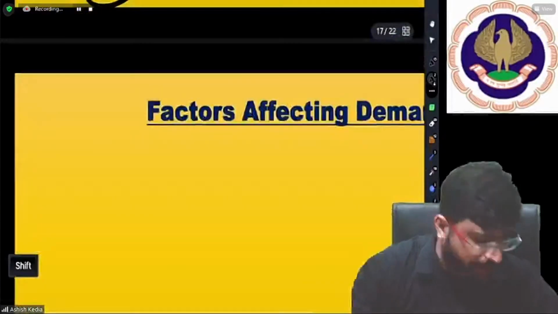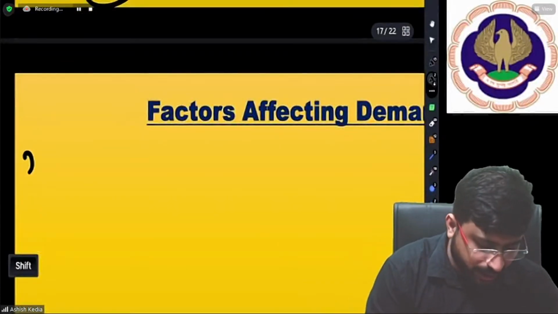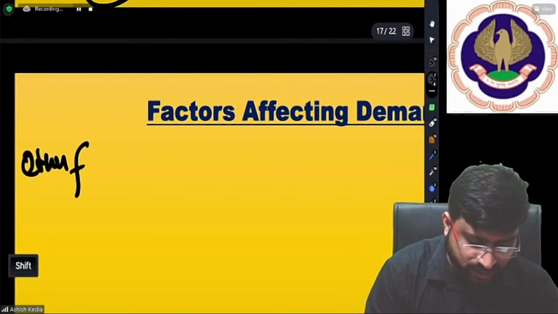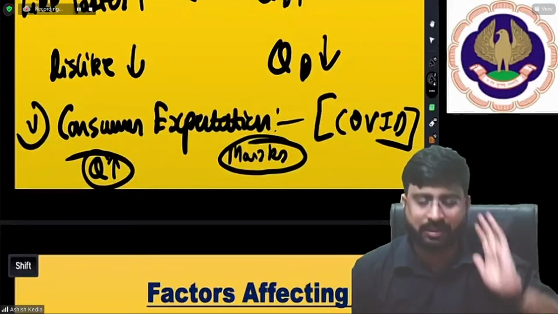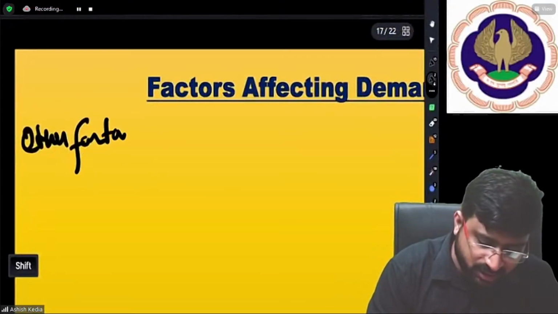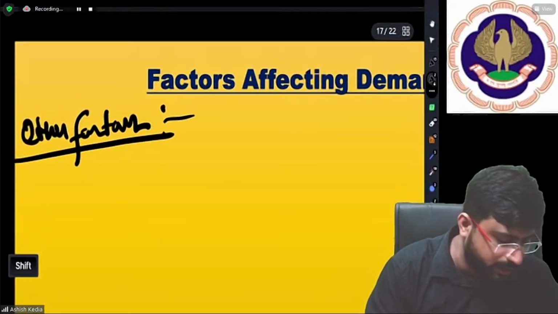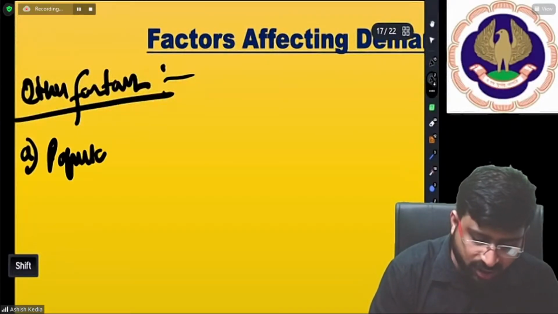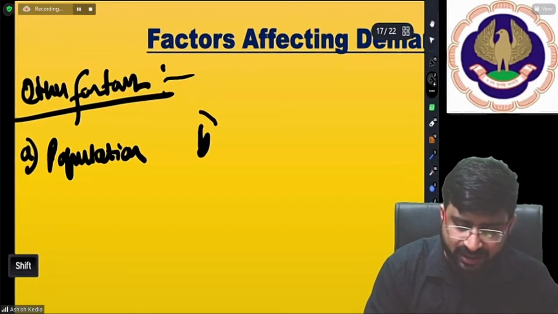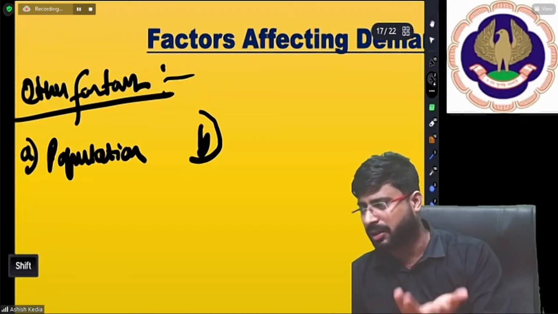There are many other factors also, right? See, five main factors we have discussed. These were the main ones. There are some other factors written in our book, so we will study them also. Like number one, size of population. Obviously, if population is more, quantity demanded will be more. If population is less, quantity demanded will be less. Come on, very basic.